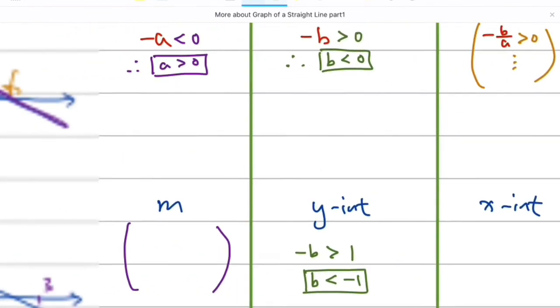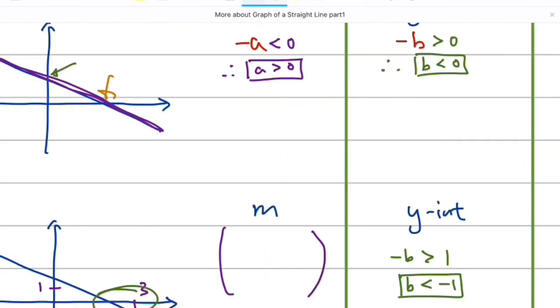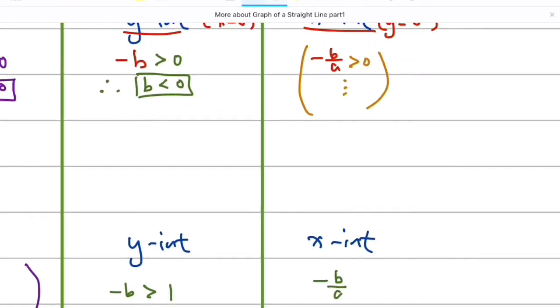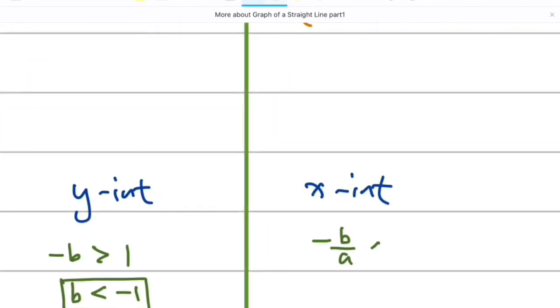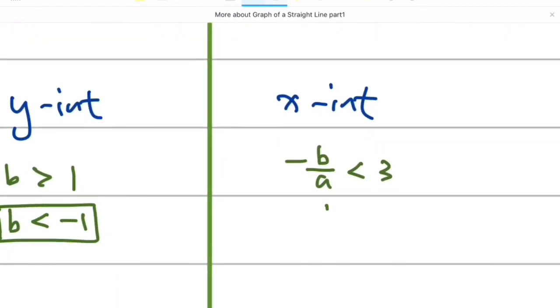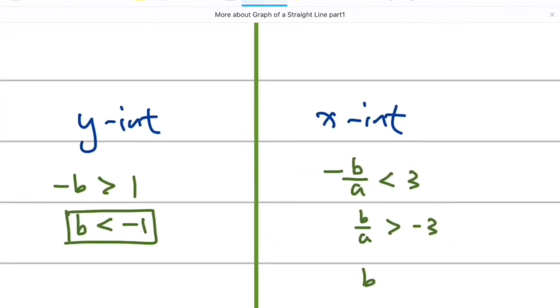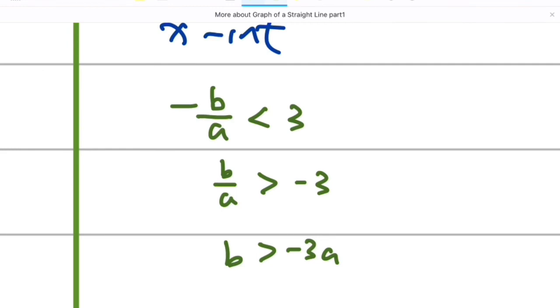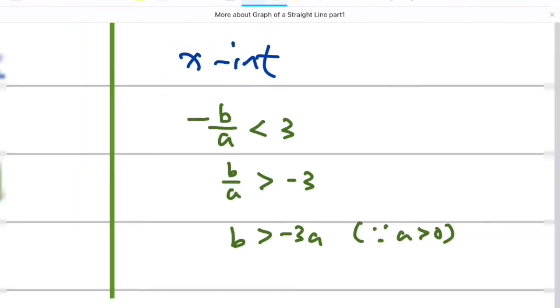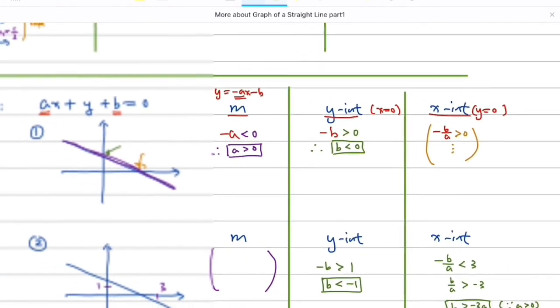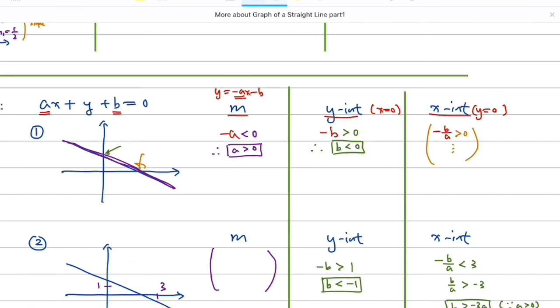We now try something similar for the x-intercept. From the graph, you can see that it cuts the x-axis on the left-hand side of the point 3. Therefore, the x-intercept, which is negative b over a, should be smaller than 3. We multiply negative 1 to both sides and we get b over a is greater than negative 3. Finally, we multiply a to both sides. Be noted that a is greater than 0 and therefore b is greater than negative 3a. If a is smaller than 0, it will be more difficult and we'll discuss it later again. As a summary, you need to make full use of the information given and find all these inequalities. Hope you like this video.